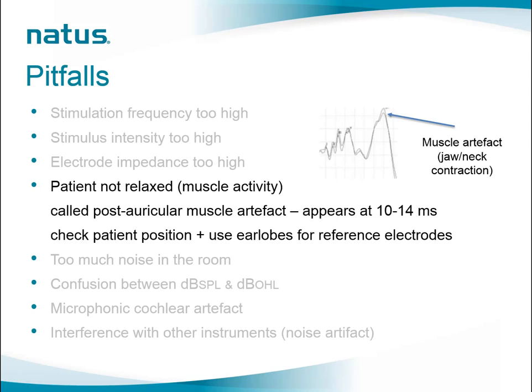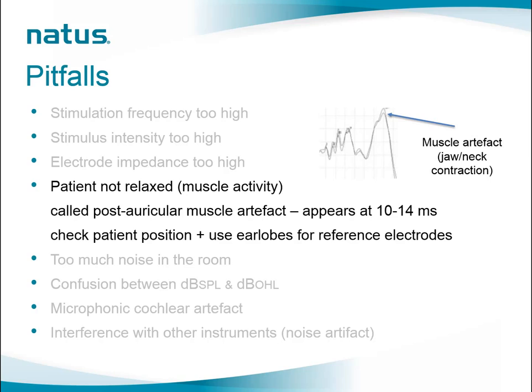Sometimes what we can experience is to have a waveform where the peak number 1 to 5 show up correctly, but after that we have a very high amplitude response that kind of pollutes the recording. This is muscle artifact from a contraction of the jaw or the neck. It's called the post-auricular muscle artifact, and it appears around 10-14 milliseconds. So this is purely due to the patient position and the use of mastoids for the reference electrodes.